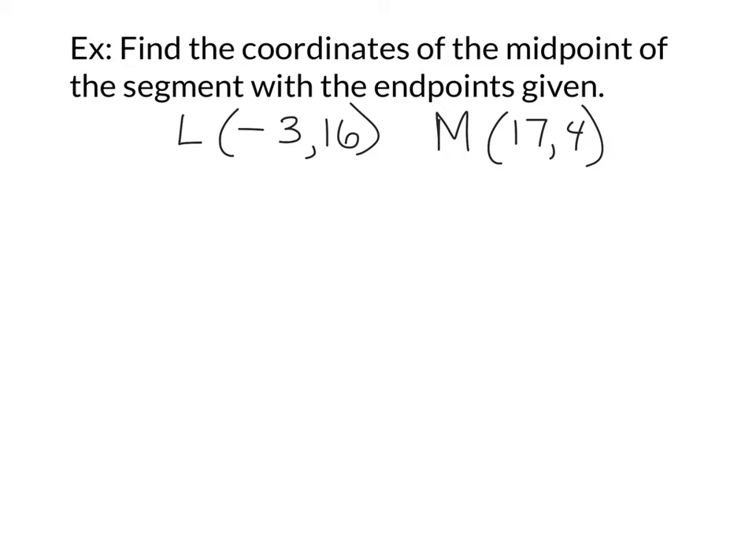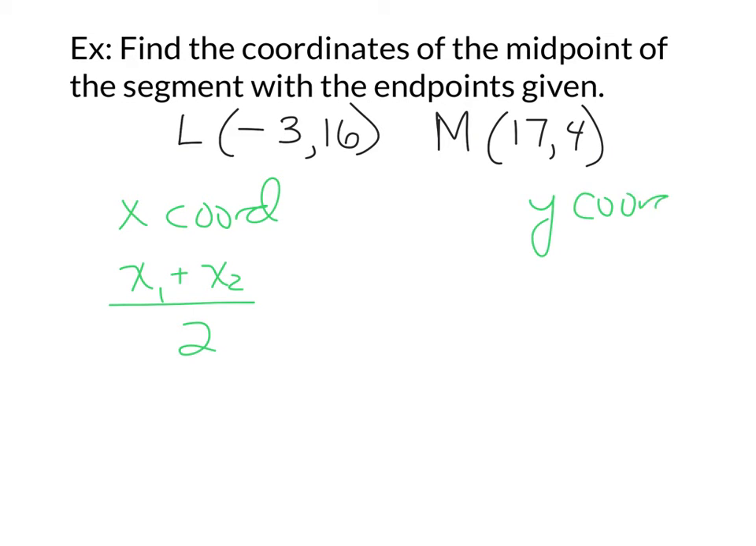Check out the first one. Example 1. Find the coordinates of the midpoint of the segment with the endpoints given. So we have the points L and M. L is (-3, 16), and M is (14, 4). Just like we've done before, to find the x coordinate we add our x values together and divide by 2. And if I am looking for the y coordinate, I'm going to add my y values together and then divide by 2. So here is x1, here's y1, here's x2, and here's y2. Looking at your x coordinates, let's add those together. I have -3 plus 14, because x1 is -3 and x2 is 14. We're going to add those together and then divide by 2.